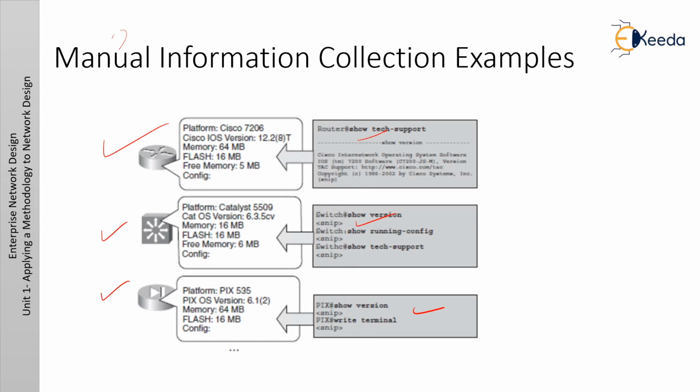On Cisco switches that run Cisco Catalyst operating system CatOS software, the most useful commands vary depending on the version of software. Useful commands might include show version, show running configuration, and show tech-support. These are the different commands associated with switches, this is the router, and this is PIX security. On Cisco Secure PIX security appliances, the show version and write terminal commands are useful. Let us see each one by one.